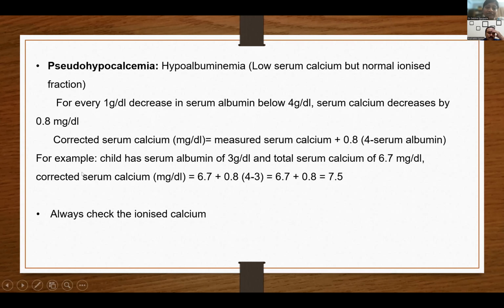So suppose you get a child who has a serum albumin of 3 gram per dl and the lab tells you that the total serum calcium is 6.7, then the corrected serum calcium will be 6.7 plus 0.8 into 4 minus 3, which is equal to 7.5. So 7.5 will be the corrected serum calcium in this child. And always, always, always check the ionized calcium before you jump into the conclusion that, okay, this child has hypocalcemia.